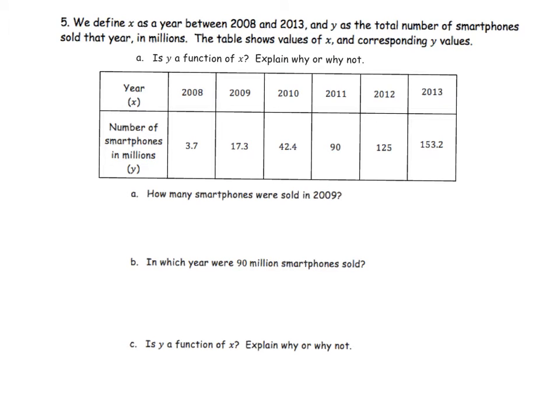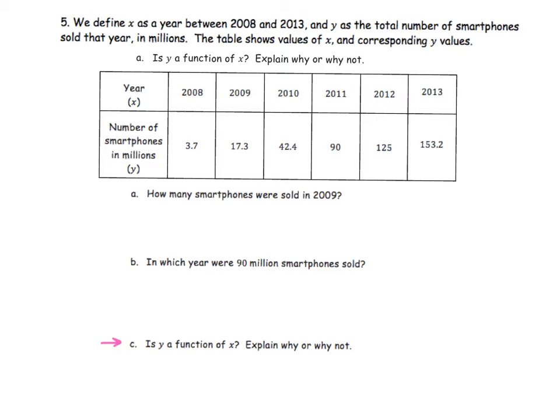This next one says, we define X as a year between 2008 and 2013, and Y as the number of smartphones sold that year. We have our table, and so we have a couple questions to answer. Is Y a function of X? Explain why or why not. That's actually being asked down in C. So in the meantime, we have to answer A, B, C.